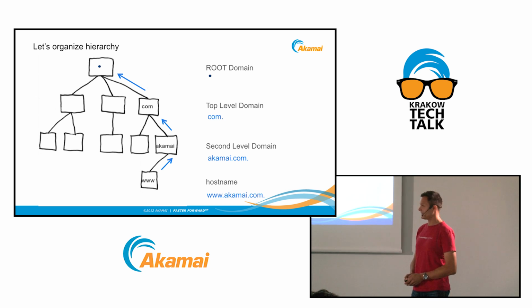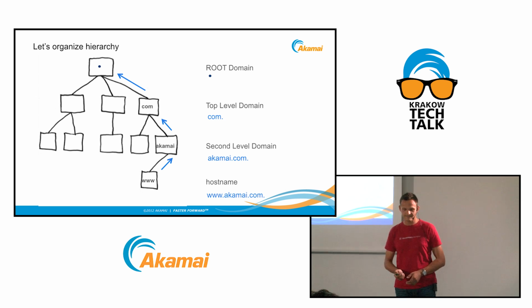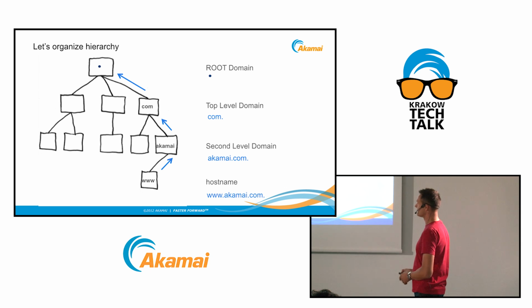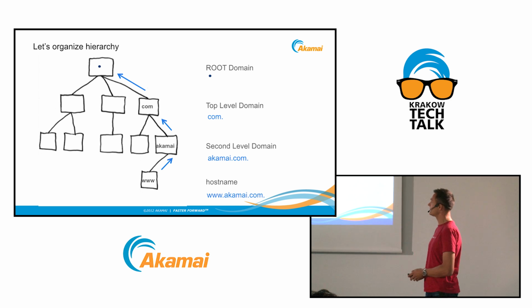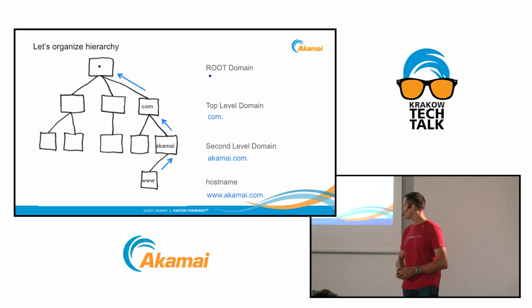Let's organize the hierarchy then. We have our tree. Let's put the Akamai domain name here. So what do we have here? We have the top-level domain. We are reading from the bottom to the top. So .com is a top-level domain. We have the second-level domain, akamai.com. We have finally the host name part, www.akamai.com.